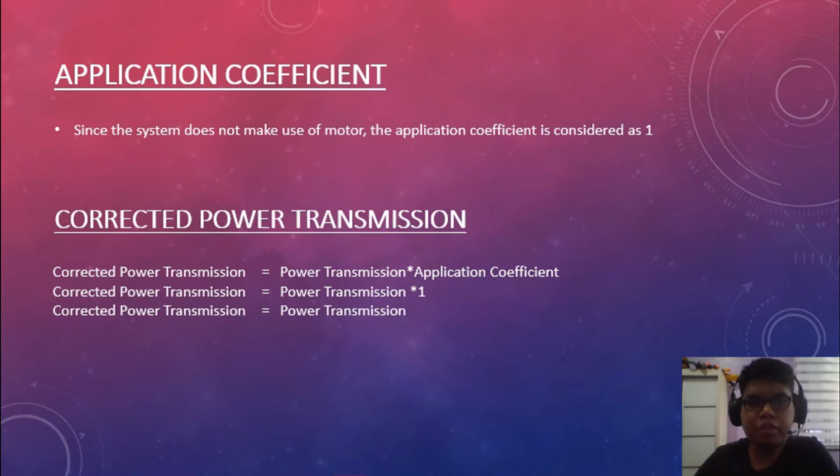Next, we continue on to the application coefficient. Since our system does not make use of a motor, the application coefficient is considered as 1. And then the corrected power transmission is equal to power transmission times application coefficient. And since the application coefficient is 1, corrected power transmission is equal to the power transmission.